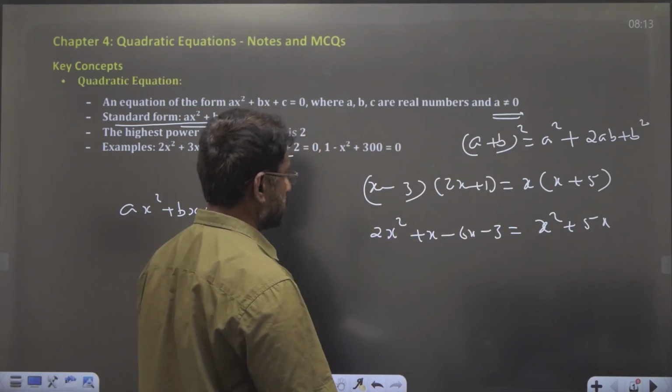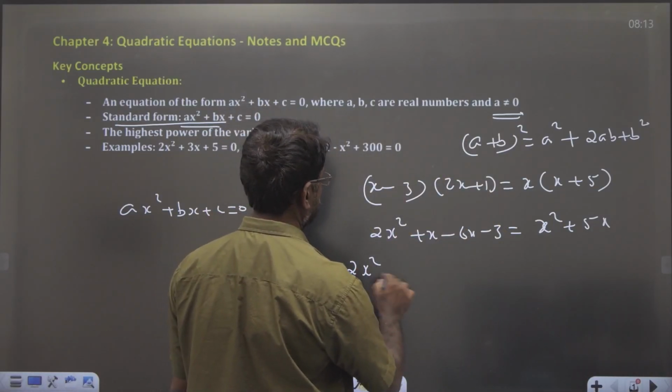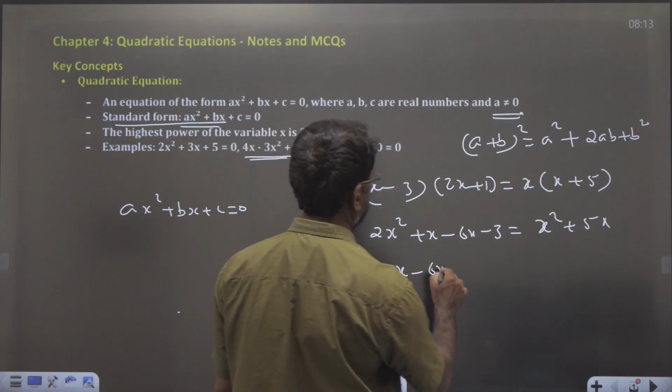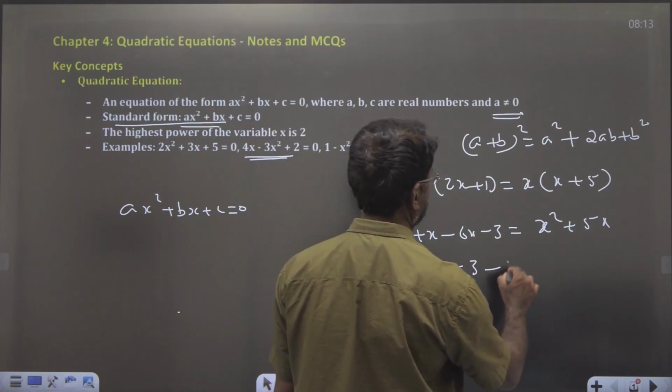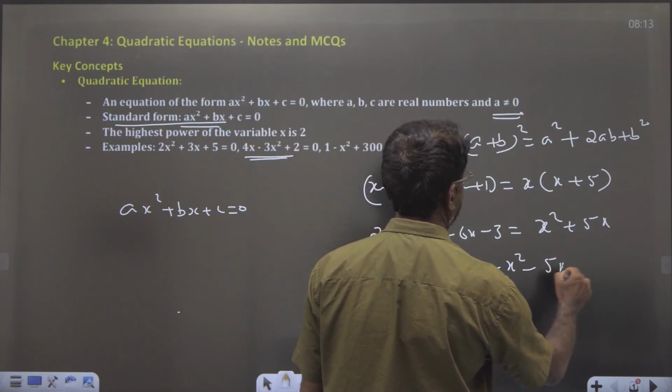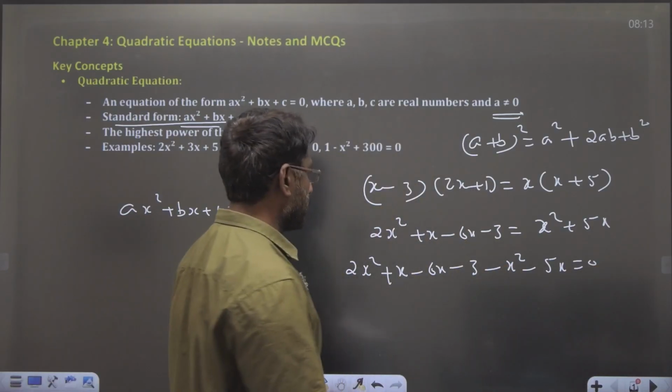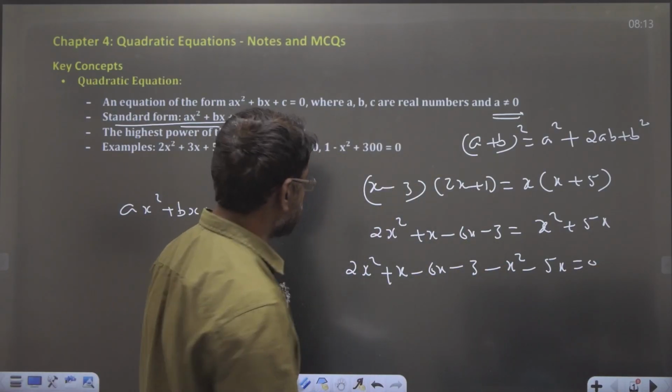Take this into left hand side: 2x square plus x minus 6x minus 3 minus x square minus 5x equal to 0. You observe the like terms.